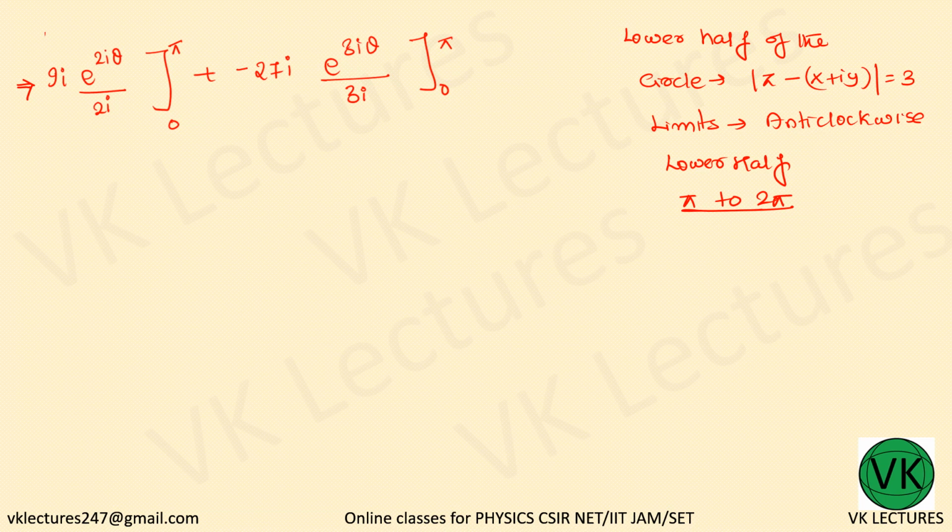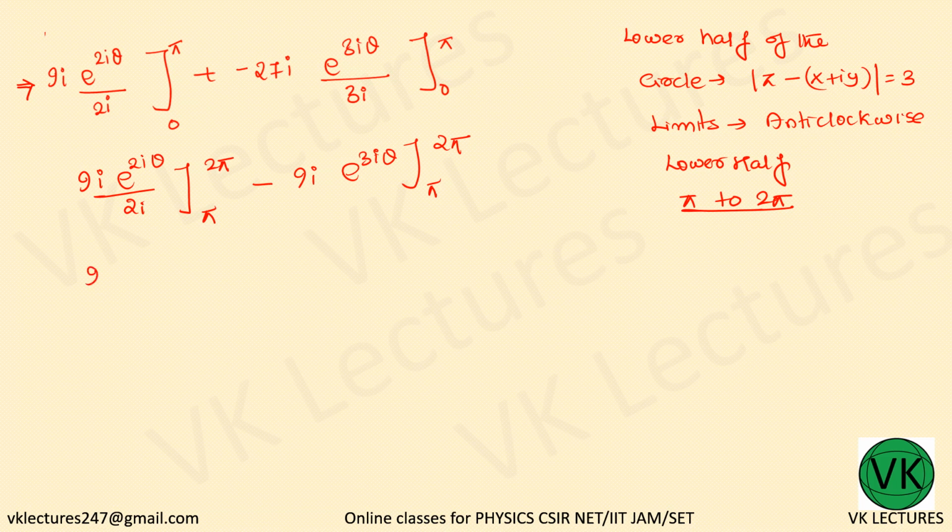limits. So 9i e to the power 2i theta by 2i from pi to 2 pi, minus this one can be written as 9i e to the power 3i theta from pi to 2 pi.